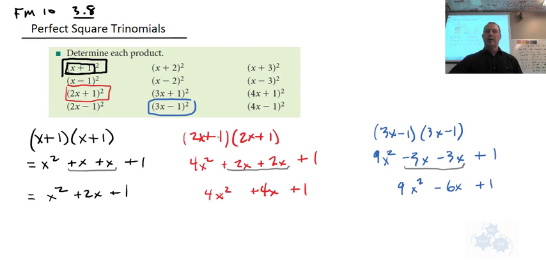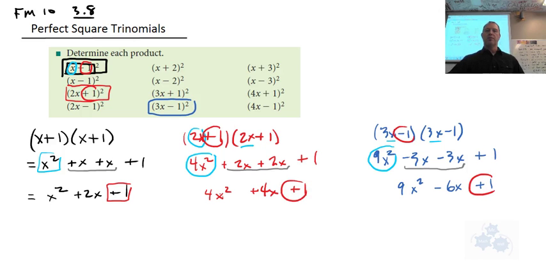Now, when we multiply something by itself, one of the other things that you might have noticed is that this first term is always the first term times itself. This is always the first term times itself, because that's the first step. And another thing you might have noticed is that the last term, so if we skip down here, the last term is always the last term times itself. See? The last term in the binomial times itself. So there are some patterns there.